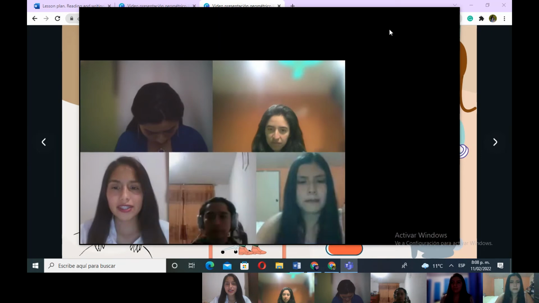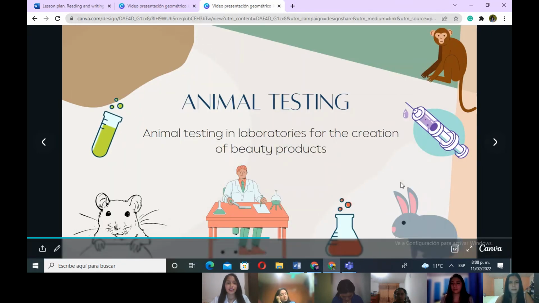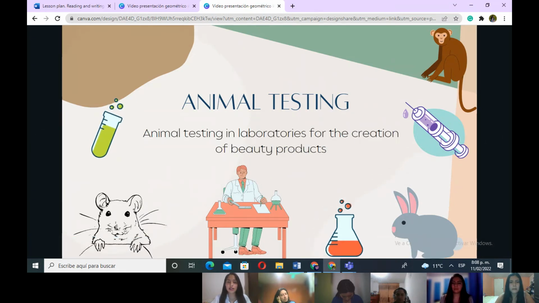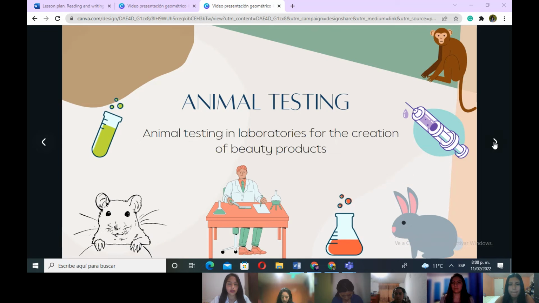Okay, thank you so much, guys, for your participation in this discussion part. As I said, we made this activity in order to introduce a topic that is animal testing in laboratories for the creation of beauty products. So now we are going to continue with the next part, in which we are going to do an activity about a word wall, about vocabulary. So now let me share my screen in order to do this activity.